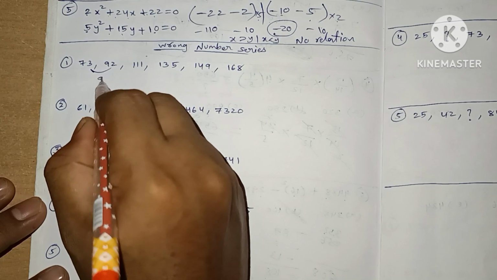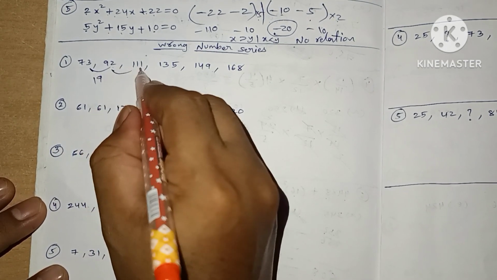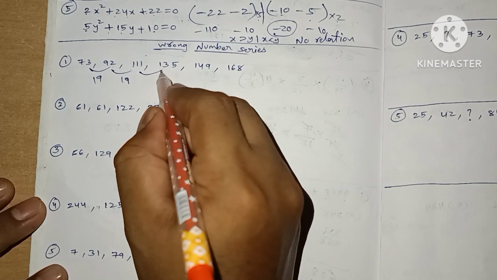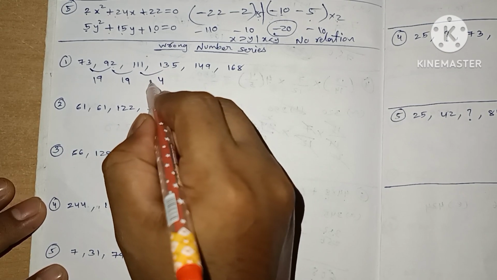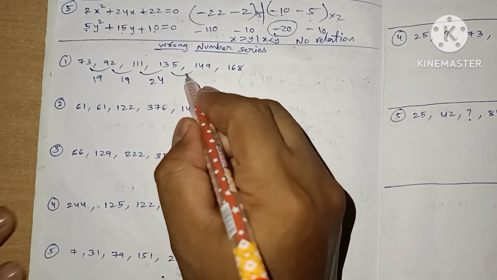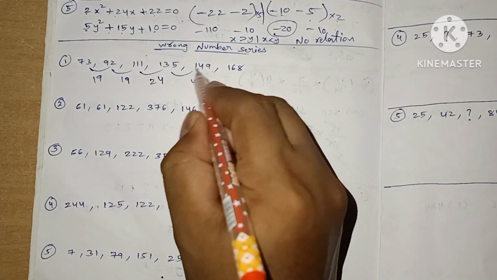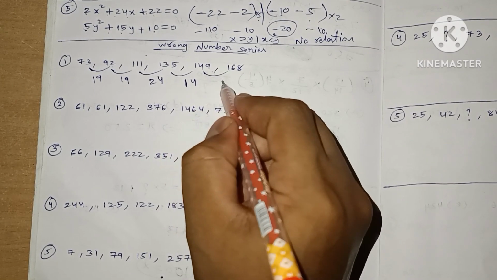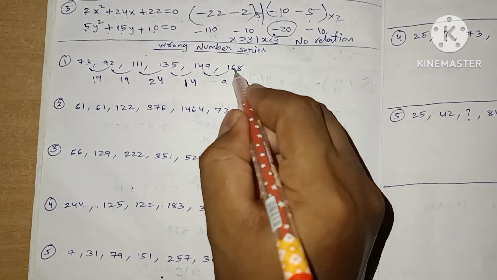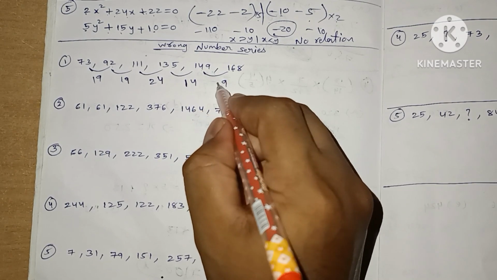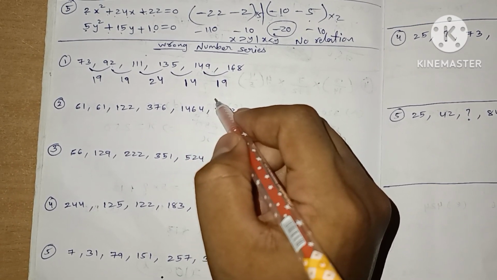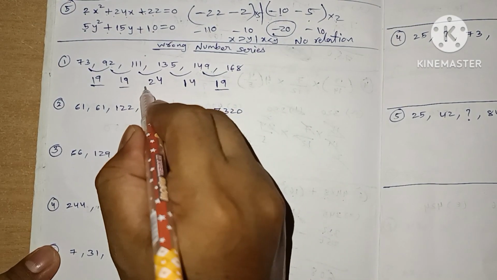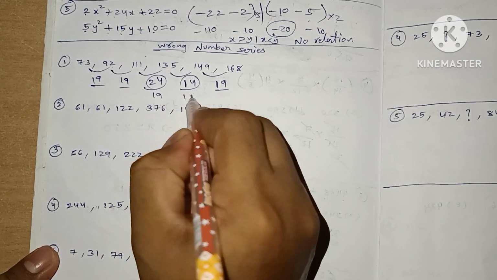Here the difference is 19. Here the difference is 8 plus 11, 19. Here the difference is 4 and 2, 24. Here the difference we see is 4 and 1, 14. Here we see the difference of 9 and 15 and 14 means 1, 19. So we see a pattern of 19 3 times. So it must be 19 and it must be also 19.